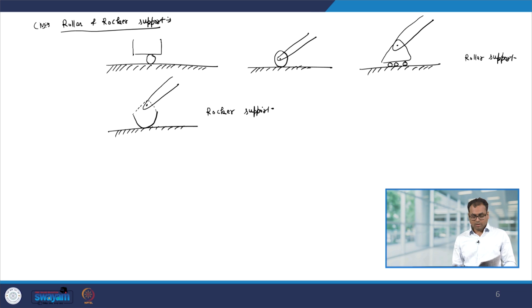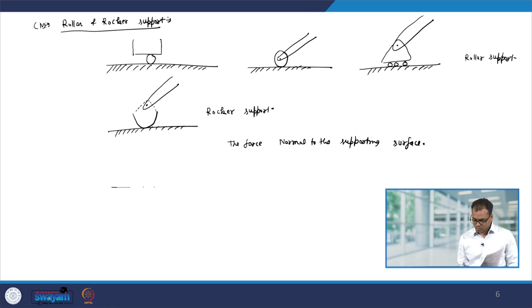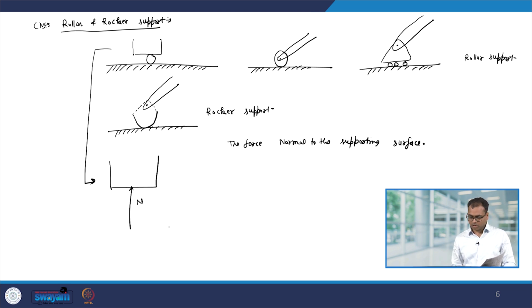In all these cases, the reaction force will be normal to the supporting surface. So, in this case we will have a reaction force which will be normal to the surface. In this case also we will have a force that is normal to the surface.